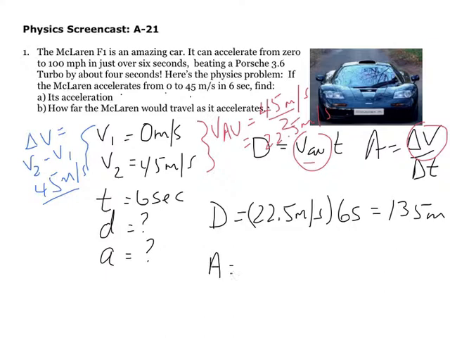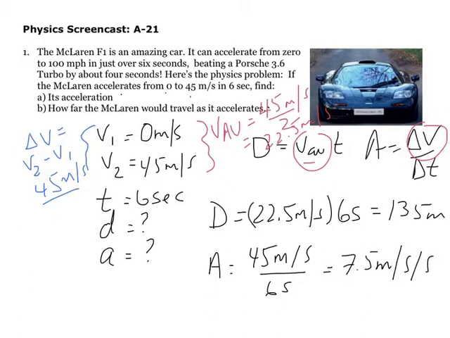When we turn to the next equation, acceleration equals change in velocity over change in time, we'll just plug in there 45 meters per second over 6 seconds, and that works out to be 7.5 meters per second per second. So it turns out that the McLaren is almost as quick as gravity, which is a freaky thing for cars to be. So there you go. That's one problem, and we'll take a look at one particularly interesting one in just a second.